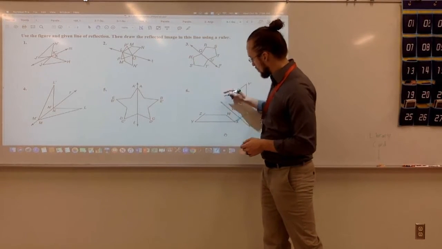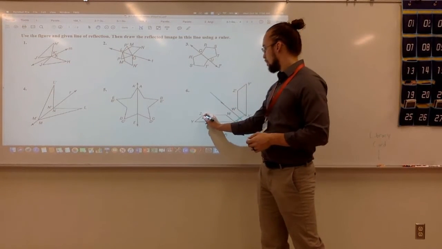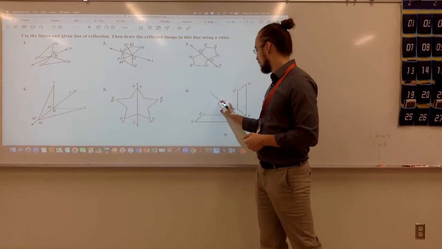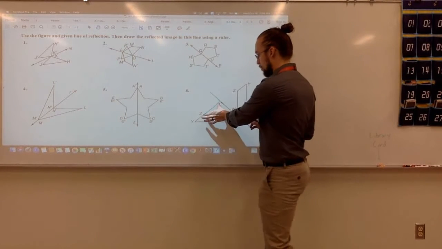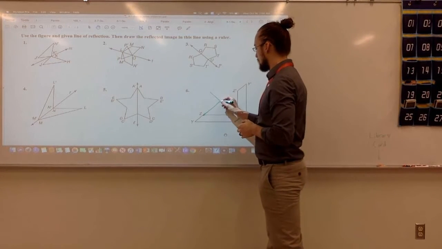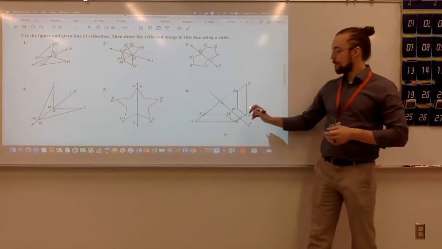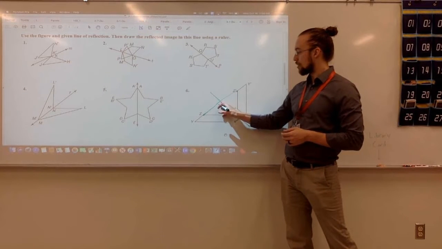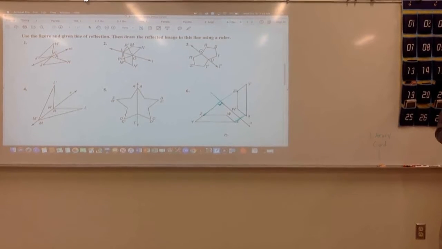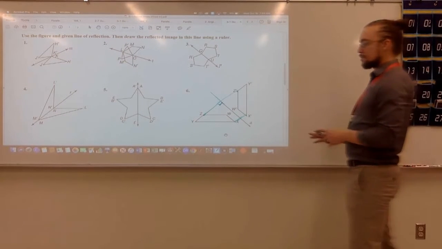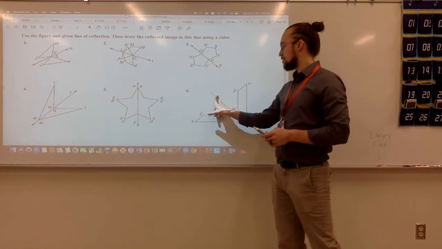To draw a perpendicular line, we may need to extend this line out a little bit. From point Z, it's got to come up there. Then if I go that same distance on the other side along that line, I'll get to Z prime. We have to make sure those lines that we're drawing are perpendicular. Any other questions about these here?